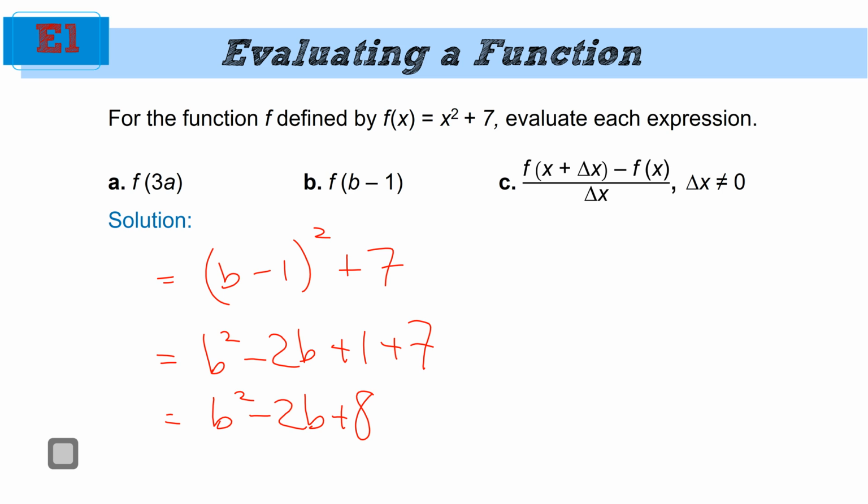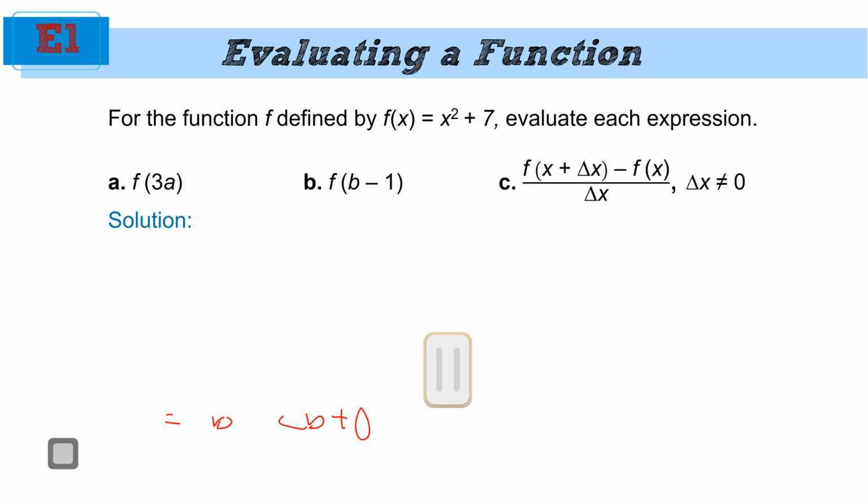Easy peasy? Beautiful. This last one, have you seen it before? This f of x plus delta x minus f of x all over delta x. Did you do that at all last year? I think we used h. Yeah. x plus h minus f of x all over h. Yeah. Same thing, different form.